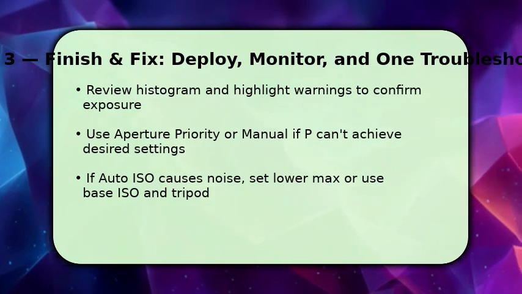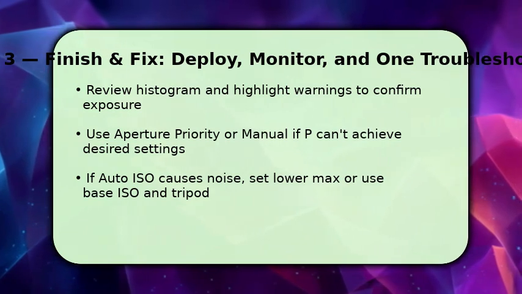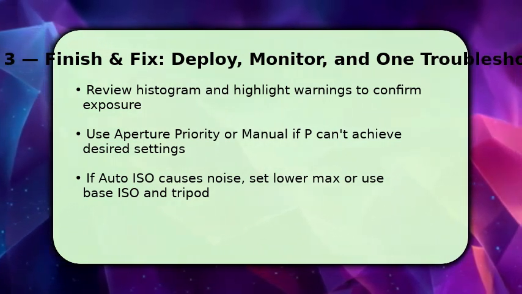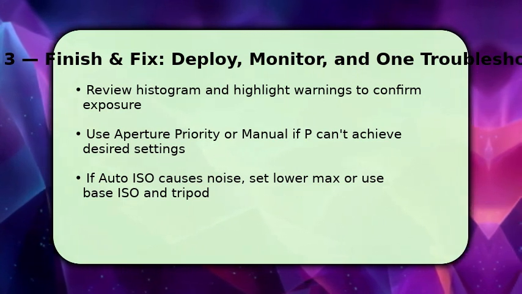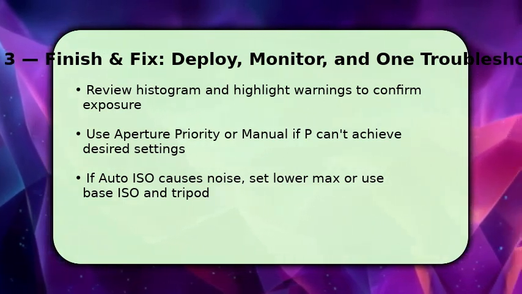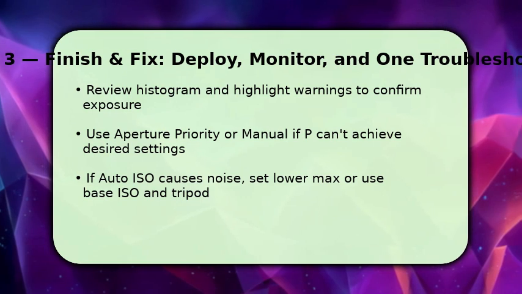Finish each setup by reviewing the histogram and highlight warnings. This tells you if program mode missed clipped highlights or shadows. If program cannot reach the shutter speed or aperture you need, switch to aperture priority or manual for precise control.